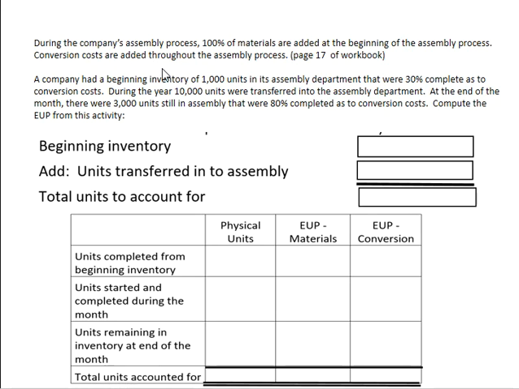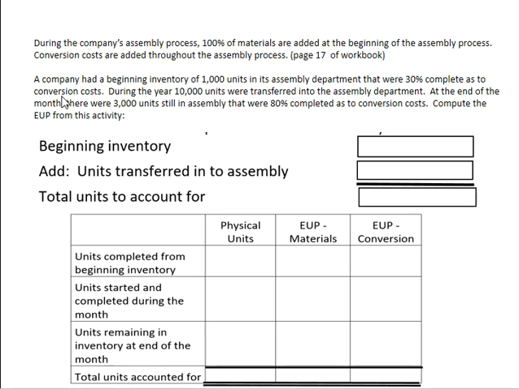During the company's assembly process, 100% of materials are added at the beginning of the assembly process, just like in that previous slide we just went through. Conversion costs, on the other hand, which are labor and overhead, are added throughout the assembly process.